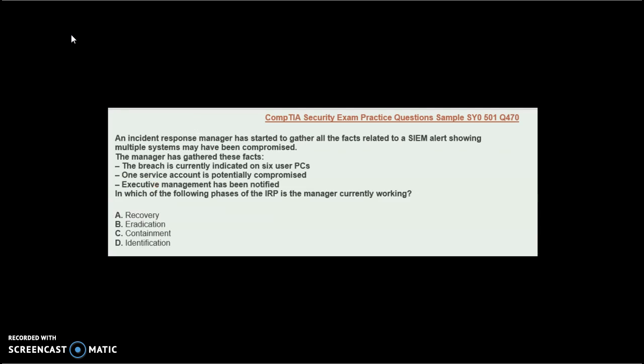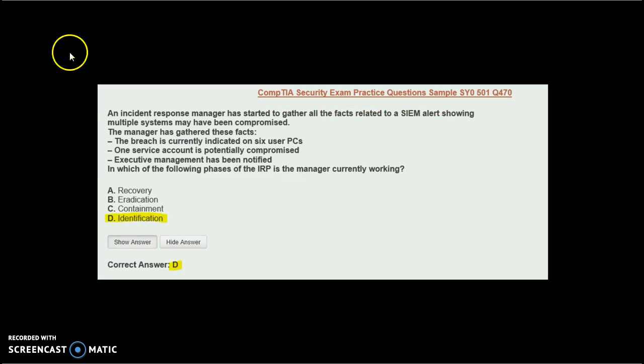Incident response manager has started to gather all the facts related to a SIEM alert showing multiple systems may have been compromised. Manager has gathered these facts. The breach is currently indicated on 6 user PCs. 1 service account is potentially compromised. Executive management has been notified. In which of the following phases of the IRP, incident response plan, is the management currently working? And that is identification, identifying what's wrong.